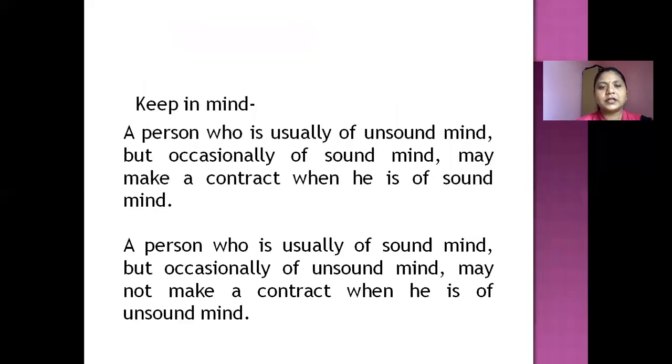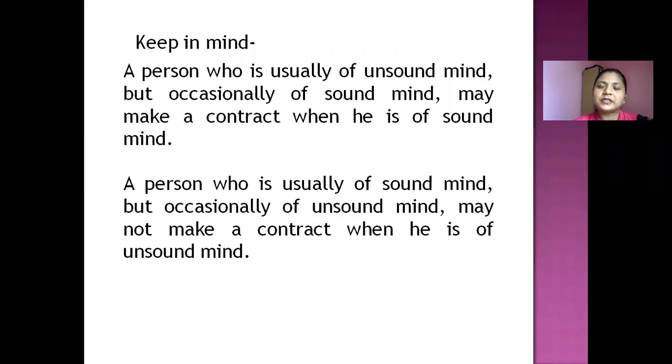Let's have a look. We need to understand that usually a person is of unsound mind, but occasionally he is of sound mind. So when he is of sound mind, he can make a contract. And again, if a person is usually of sound mind, but sometimes or occasionally he is of unsound mind, he cannot make the contract when he is of unsound mind.